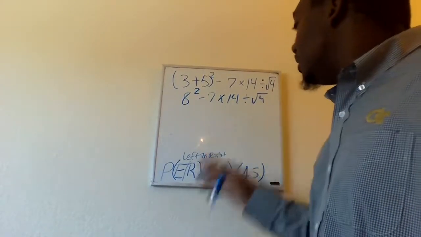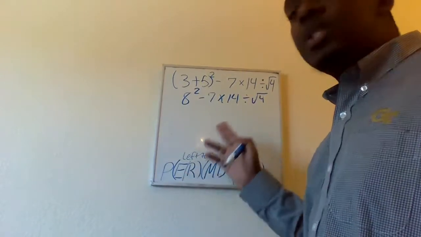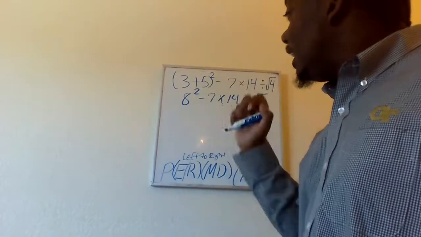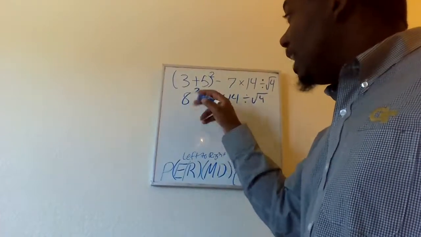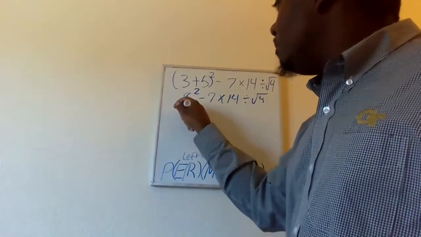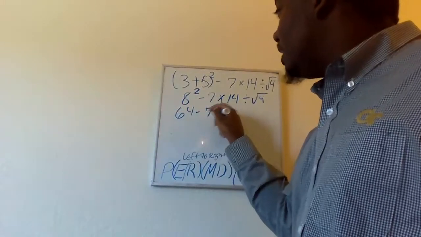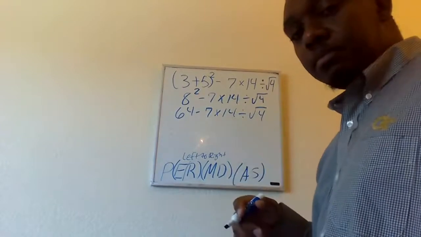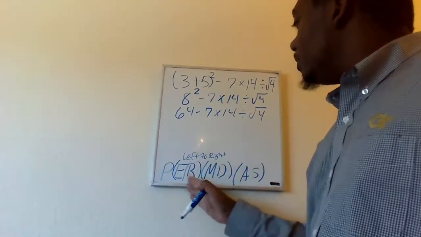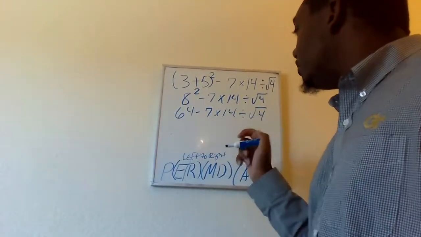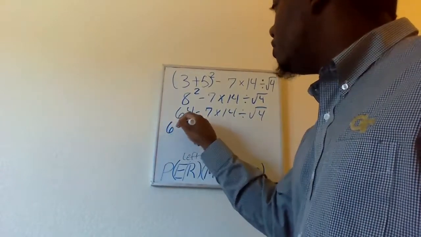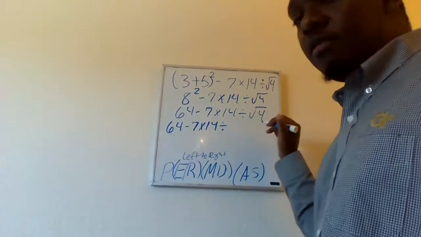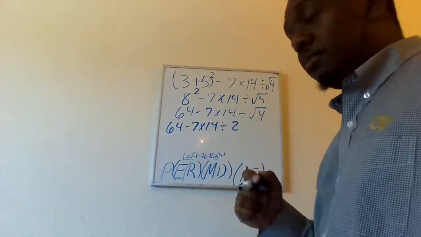All right, so next, we're going to look for exponents or roots, whichever comes first when reading from left to right. So from the left, I see an exponent before I see that root. So I'm going to do the exponent first. And so 8 squared would give me 64. Then I'll have minus 7 times 14 divided by square root of 4. Okay. Well, still looking at exponents or roots, I see a root. So I'm going to take care of that. So I have 64 minus 7 times 14 divided by the square root of 4, which gives me 2.